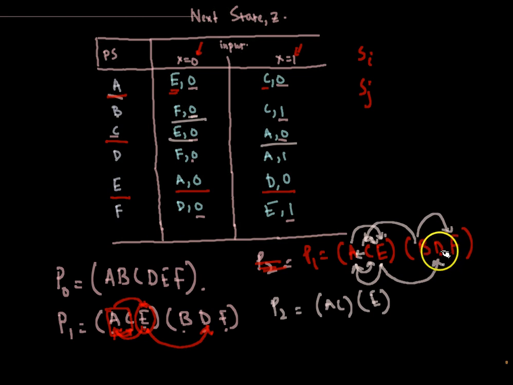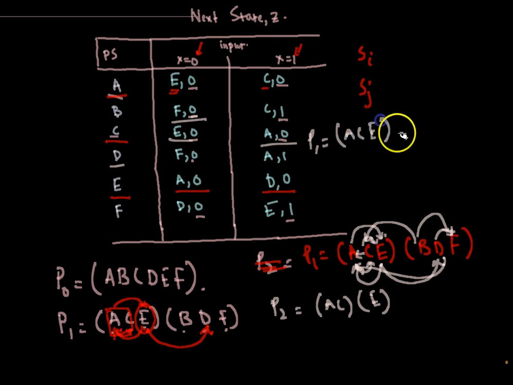Now we need to check whether D and F behave in the same way. For D, when we are supplying 0, it goes to F, and F is in the same set. And when we are supplying 1, it goes to the other set. So let us make it fresh.